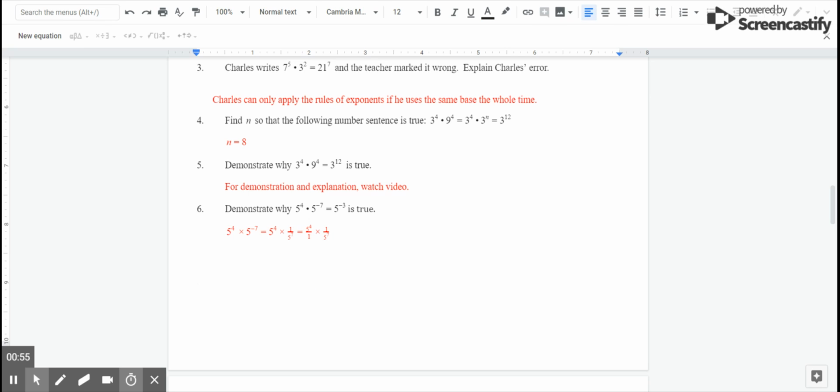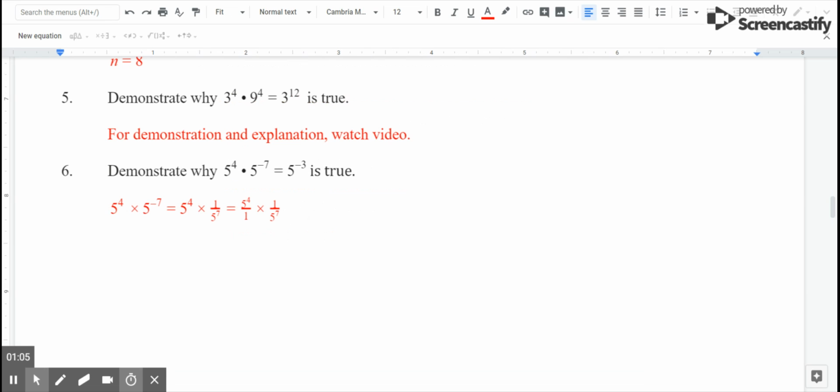I said that this should change to 5 to the 4th over 1, which is the same as 5 to the 4th, times 1 over 5 to the 7th. If I combine these into one fraction, I could rewrite the fraction as 5 to the 4th in the numerator and 5 to the 7th in the denominator.